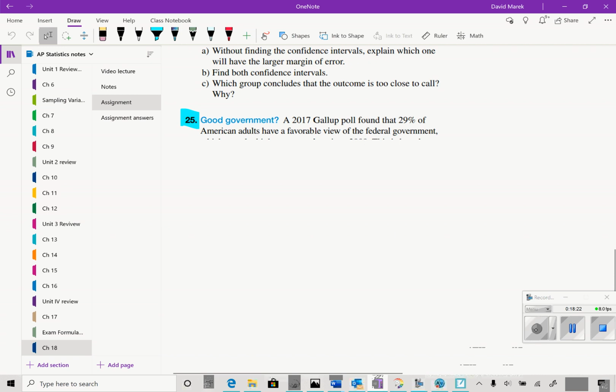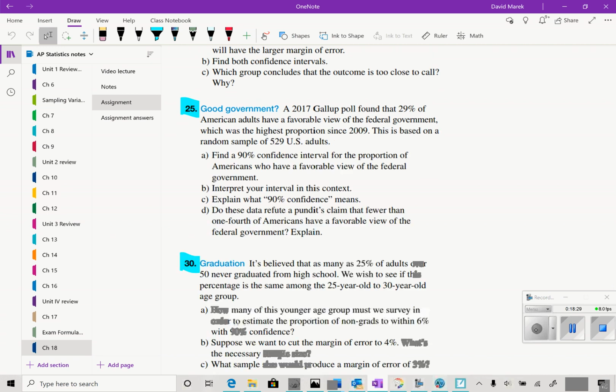Lots of questions about 25, so let's go on to that one. A 2017 Gallup poll found 29% of American adults have a favorable view of the federal government. Wow, 29%. That was the highest proportion since they started asking the questions in 2009. I'm joking. They've been asking that for decades. It is based on a random sample of 529 US adults. So they're asking you, again, let's practice building a confidence interval for the proportion of Americans who had a favorable view of the federal government in 2017.